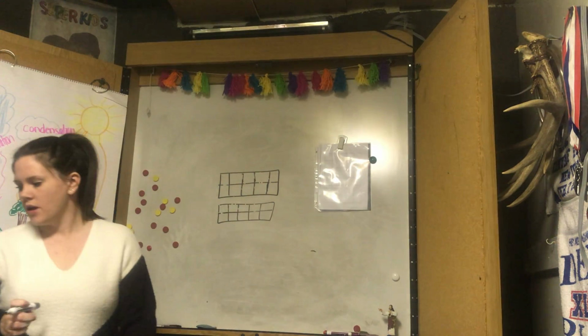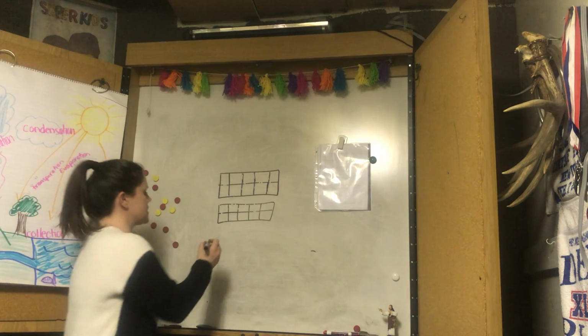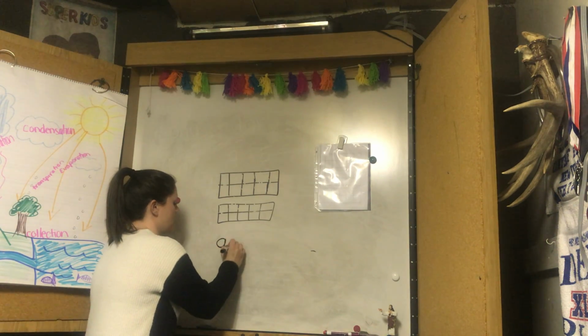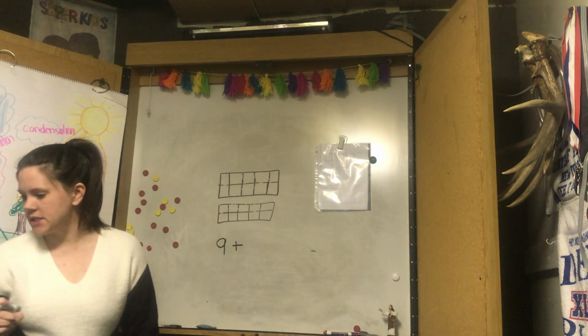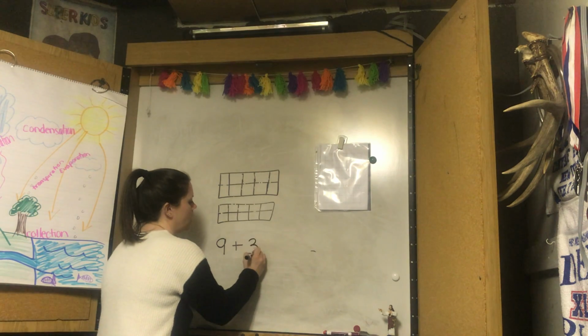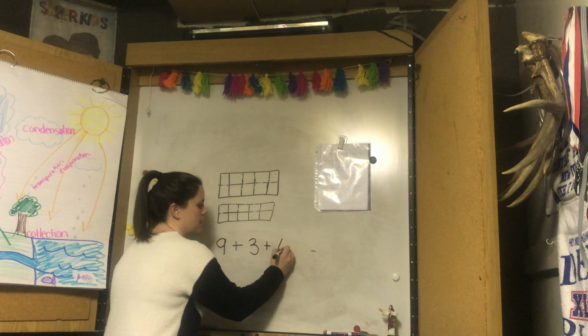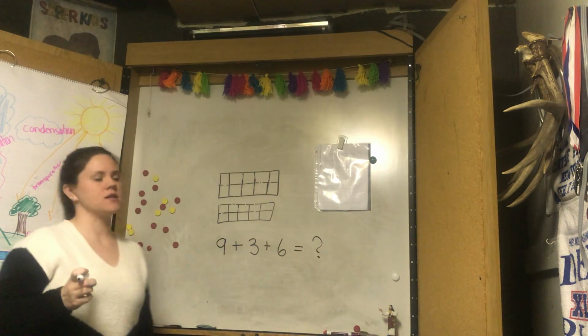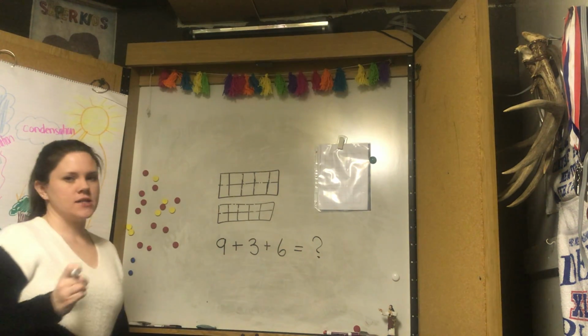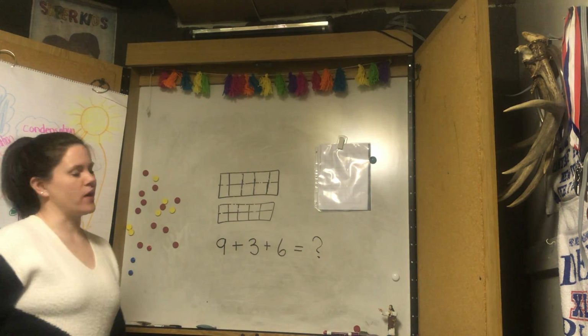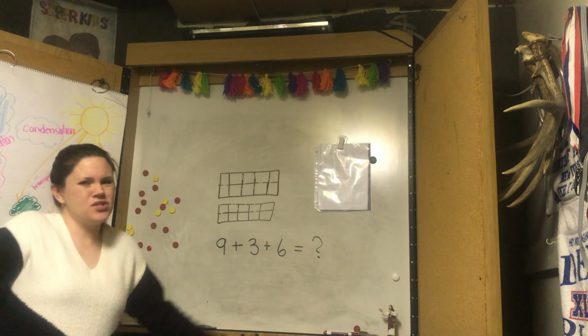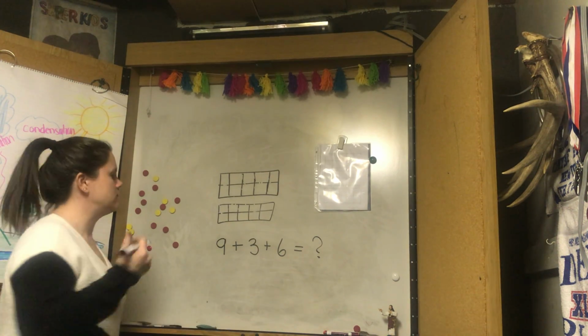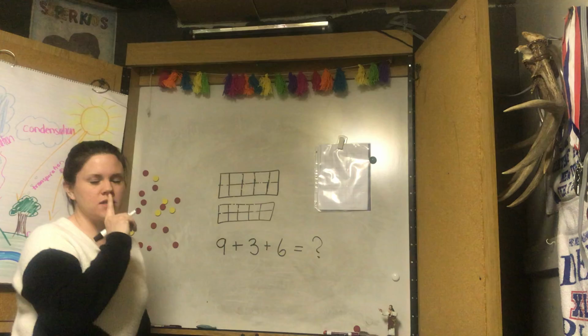All right. Number 6. 9 plus 3 plus 6. Those are my 3 addends. I do not know the sum. Okay, guys. I do not see a doubles right away. I also don't see a way to make 10. So, did anyone remember what to do?